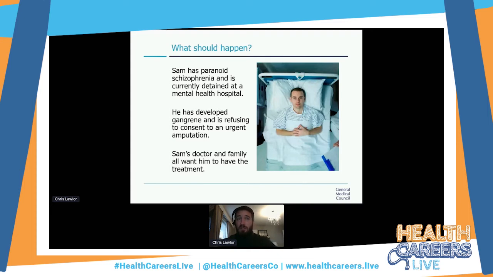But that is just an example of patients and doctors very much disagreeing on the best course of action. And in this scenario, all of Sam's family agreed with the doctors involved and really did want him to have the treatment that they felt was needed. But as we've said, in this case, Sam chose not to, and in this case got very lucky, really.